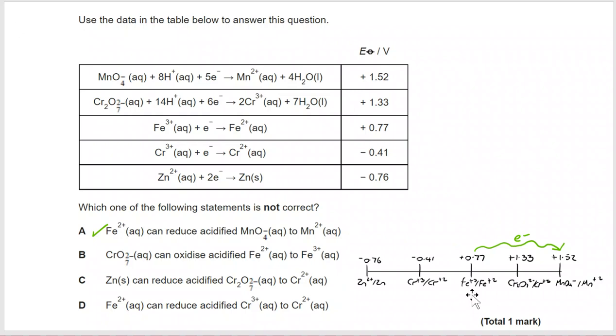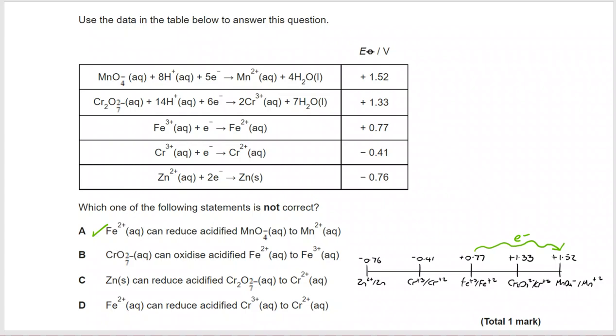I can see here that with the Fe2+/Fe3+ and MnO4-/Mn2+, the iron half cell would be on the left hand side, which means it would undergo oxidation, which means we would reverse this half cell. And that therefore means that A is true. The iron 2 is oxidized to iron 3, the MnO4- is reduced to Mn2+.